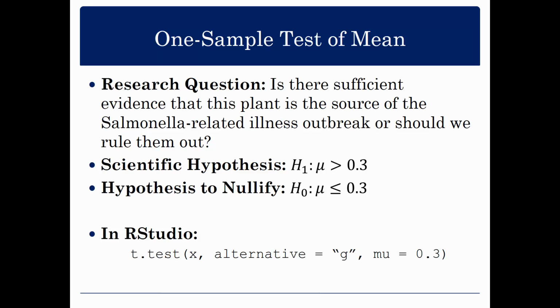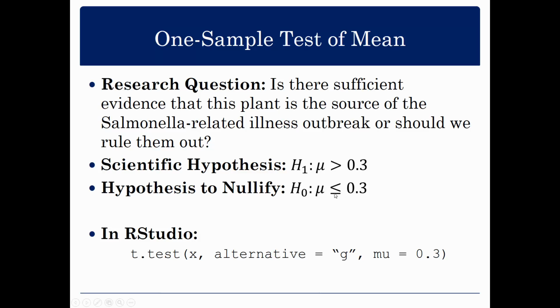If it's greater than 0.3, then we would have sufficient evidence to conclude that this is likely the source of the outbreak. However, anything that's not quite that big, in other words, 0.3 or less, there's just not strong enough evidence to say that this is the source of the outbreak. It's possible to get 9 randomly sampled batches and produce an average that's 0.3 and still not have them be the source of the outbreak.